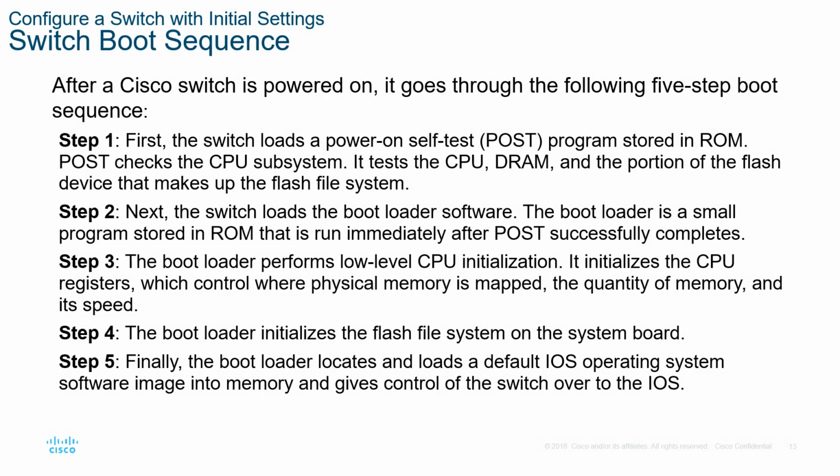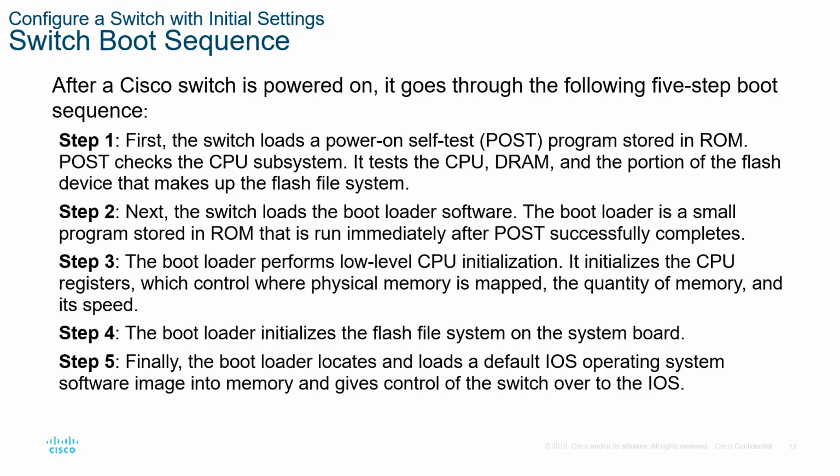Before we talk about how to configure a switch, we have to talk about how the switch powers on. Switch power on is a 5-step process. First step is POST, which is a power on self-test. It tests the CPU, the RAM, and the portion of flash that holds the file system.